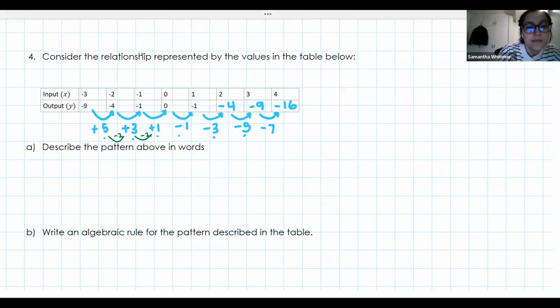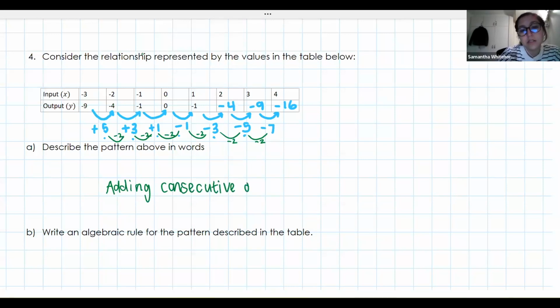So I've got odd numbers, and to get from one to the next, I'm just subtracting 2 each time. Now be careful, this is not a constant ratio. A constant ratio would be me timesing or dividing the same thing each time, but there is still a pattern. So if we wanted to describe this pattern in words, we could say that we are adding consecutive, so consecutive means one after the other, odd numbers. And that's essentially what I'm doing.